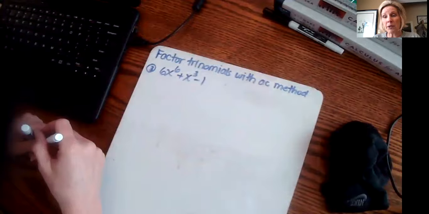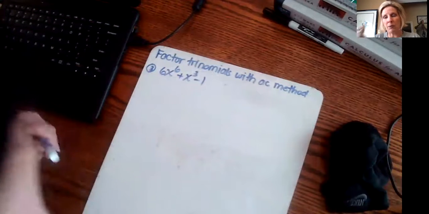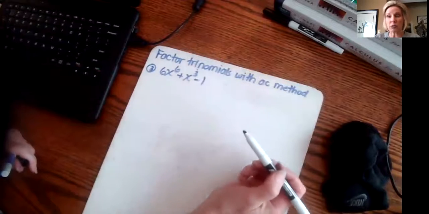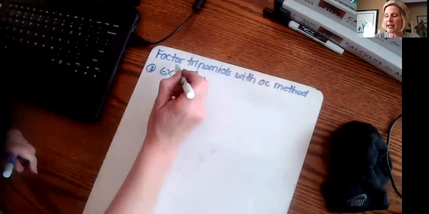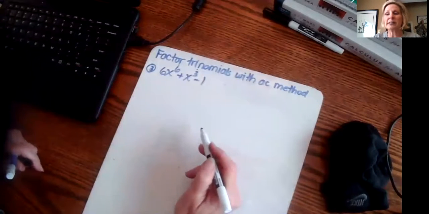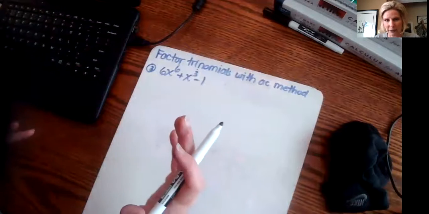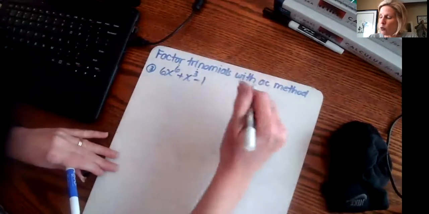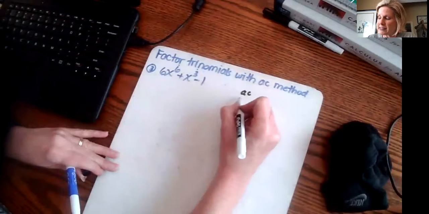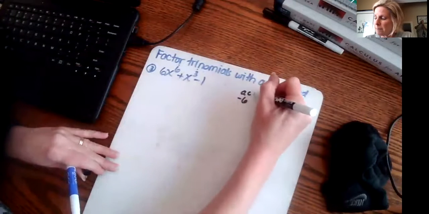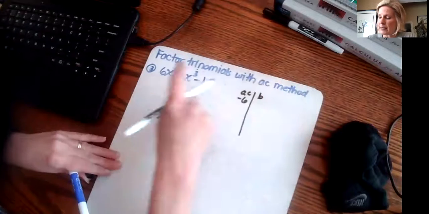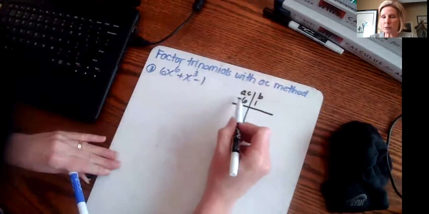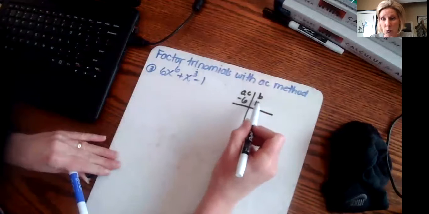All right, so I'm going to go straight into AC method, but wait, can I? Yes, because my middle exponent is 3, and if I double 3, I get 6. So yes, this is in AC method format. I notice that A is 6, C is negative 1, so AC is 6 times negative 1. B is positive 1. So I need 2 numbers that multiply out to negative 6 that add up to 1.